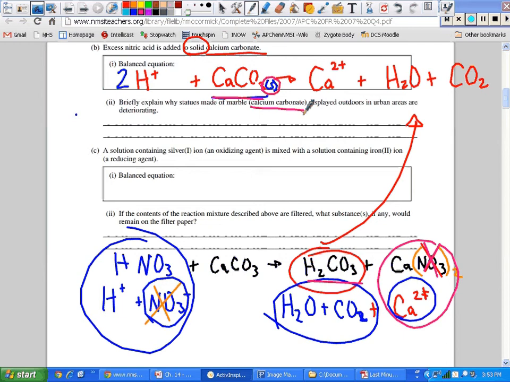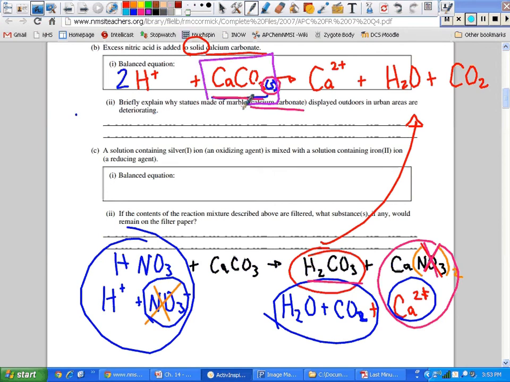All right. Now, why is this occurring? Why are those statues deteriorating? Okay. This is one of those weird, like, what are they talking about questions. Very well. Yes, it is acid rain. Very, very good. Why they are reacting is because when calcium carbonate gets acid rain on it, this H+ from the acid breaks it down.